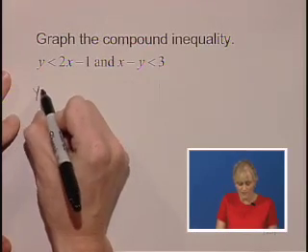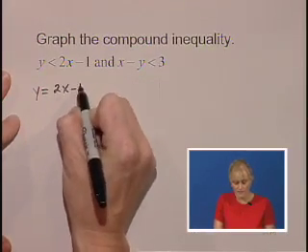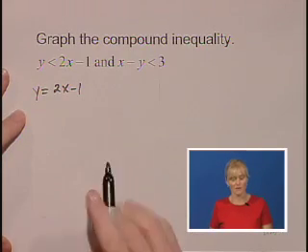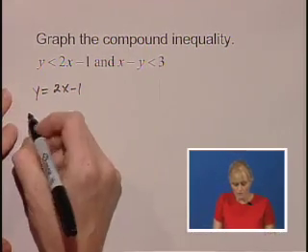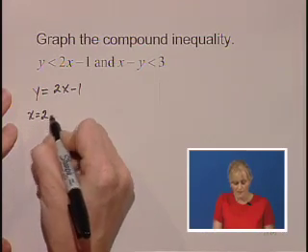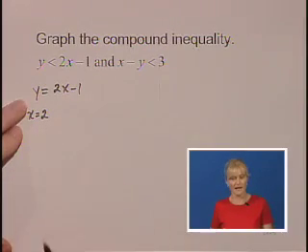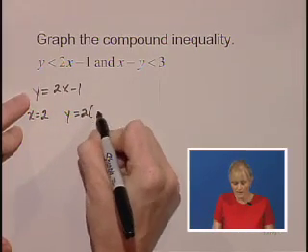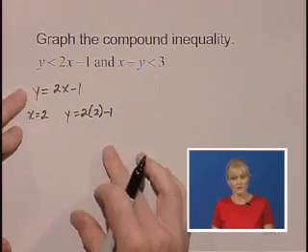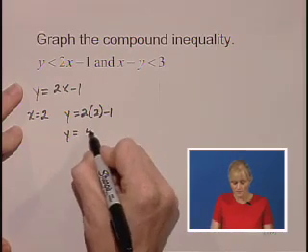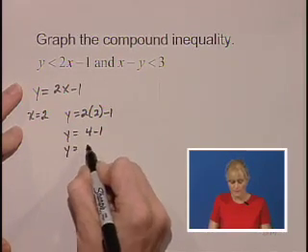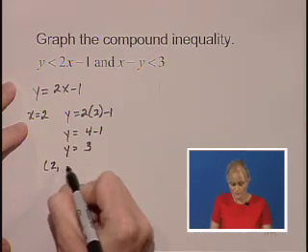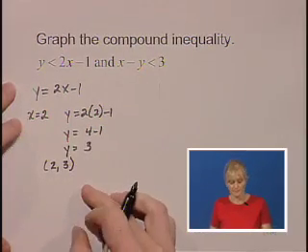So we're going to graph this as y equals 2x minus 1. We're going to generate a couple of ordered pairs so that we can graph this. For our first point, we're going to allow x to be 2. We'll replace that into our equation. We'll have y is equal to 2 times 2 minus 1, y is equal to 4 minus 1, y is equal to 3. So the first ordered pair that we have is 2, 3.